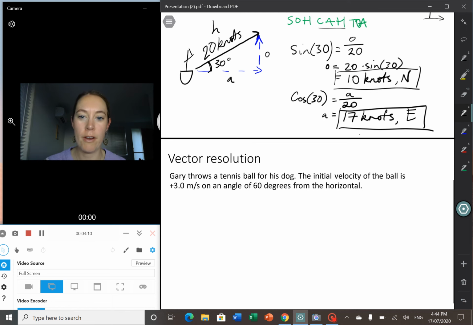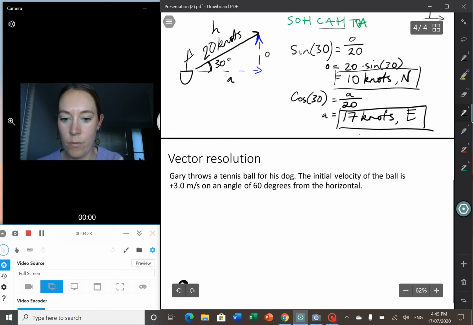Now I will model exactly the same thing within the context of projectile motion. So in this scenario, Gary throws a tennis ball for his dog. The initial velocity of the ball is 3 meters per second on an angle of 60 degrees from the horizontal. So we've started off with a tennis ball over here, and it has been thrown.